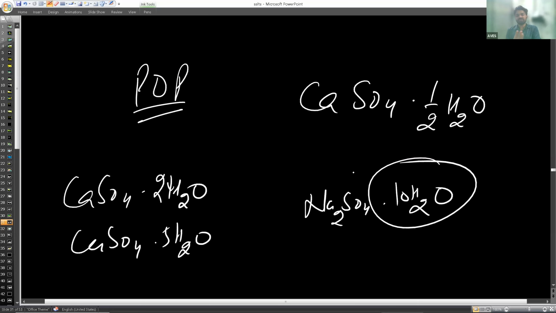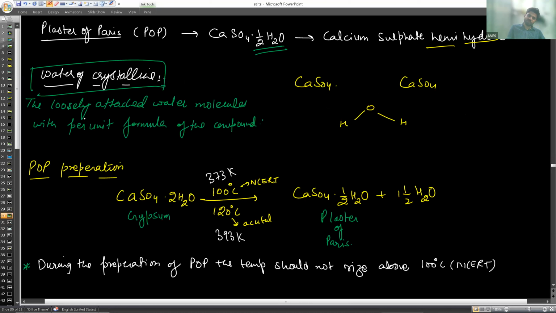I will simply say that water of crystallization is the loosely attached water molecule attached per unit formula of the compound. That is called water of crystallization. So please note the definition of water of crystallization: the loosely attached water molecules per unit formula of the compound. Note it down.